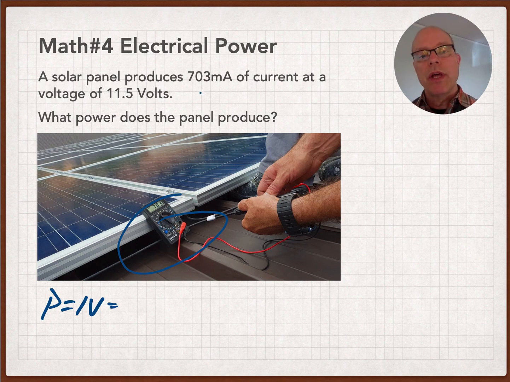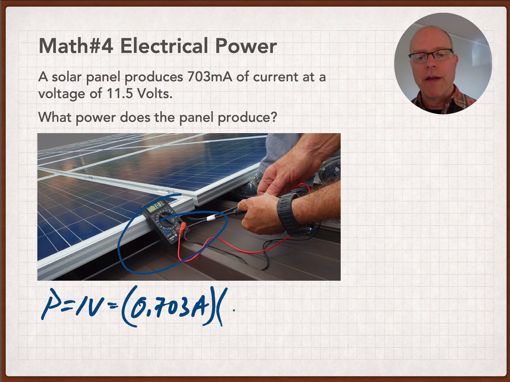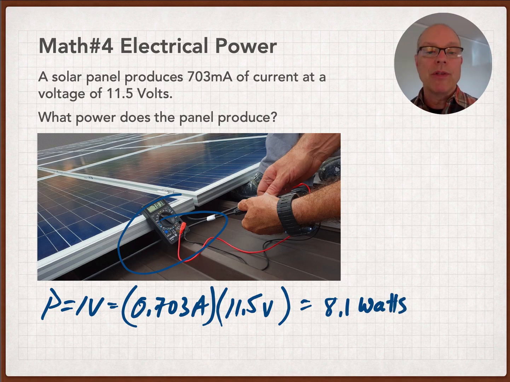So 703 milliamps, you should know, is 0.703 amps. So I'll put that there and make sure I do the conversion to the standard normal unit of amps, and 11.5 volts is a standard normal unit. And when I multiply them, I get 8.1 watts. So is that a lot? Well, it depends on the size of the panel.